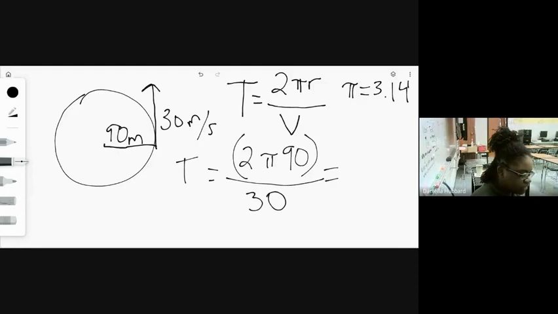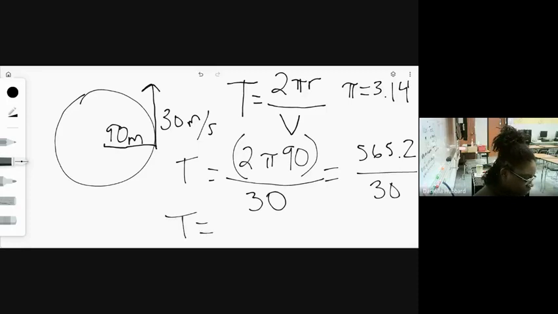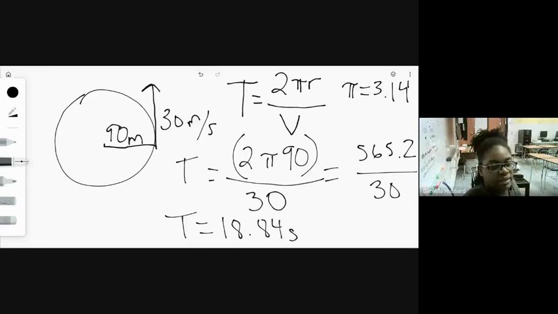Okay? What I'm going to do is step by step so we can see it. So 2 pi times my radius of 90, I get 565.2. And I couldn't find it on this calculator, so I used 3.14. Then I'm going to take that number and divide it by 30. So my period is going to be 18.84 seconds. So that means it took 18.84 seconds for the car to go around the track one time.